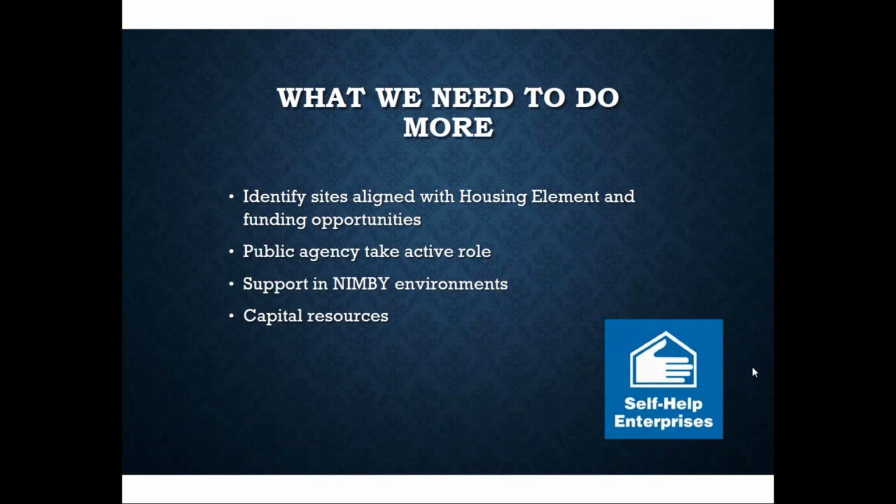We need support in not-in-my-backyard environments, which happen frequently, particularly on infill sites where there are neighbors. Neighbors always fear what they don't know. So we spend a lot of time trying to educate and being very transparent about our plans with local neighborhoods when we plan to build. And we could use some additional capital resources. Stuff costs more money these days, and we need to be nimble and flexible and be able to pursue projects quickly. So that's my presentation.